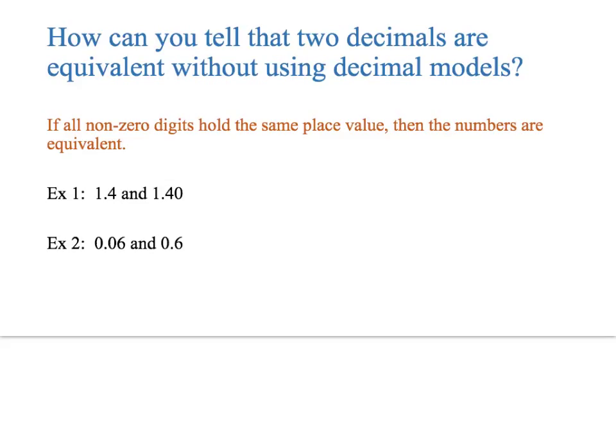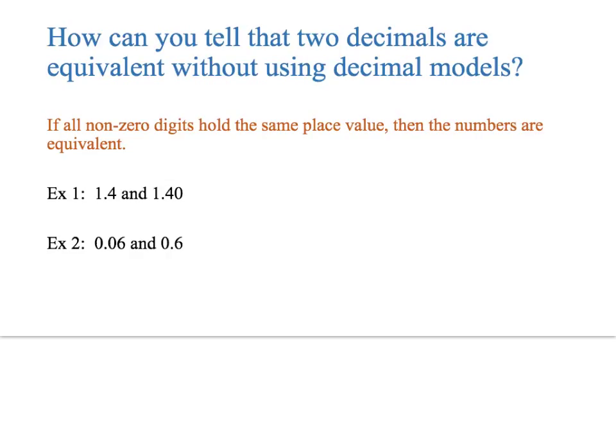Okay, so now we have got to come up with a rule so that we don't have to draw decimal models every time we want to compare two decimals to determine if they are equivalent or not. So we ask ourselves, how can we tell that two decimals are equivalent without using decimal models? Well, it's actually very easy, but if you want some fancy words, if all non-zero digits hold the same place value, then the numbers are equivalent.